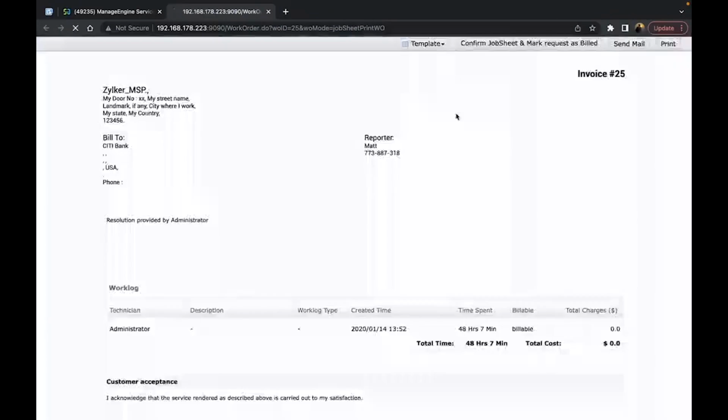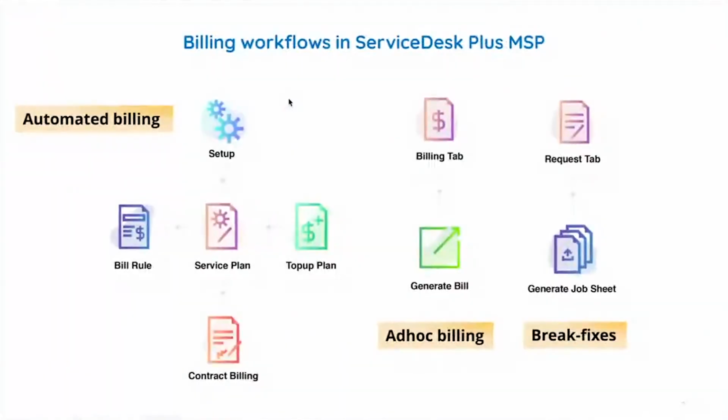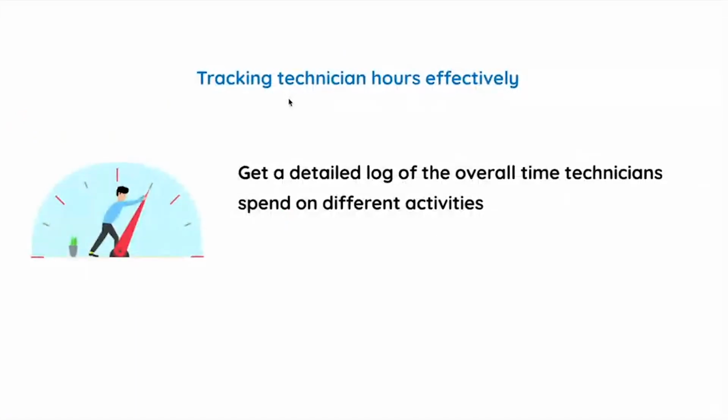So once you print the job sheet, a bill would be generated something like this, and this invoice can be downloaded, can be printed out, and sent to the client in an efficient manner. And this is how you can efficiently bill your clients with ServiceDesk Plus MSP, and all these bills will be accurate as well. So moving on to the next feature.